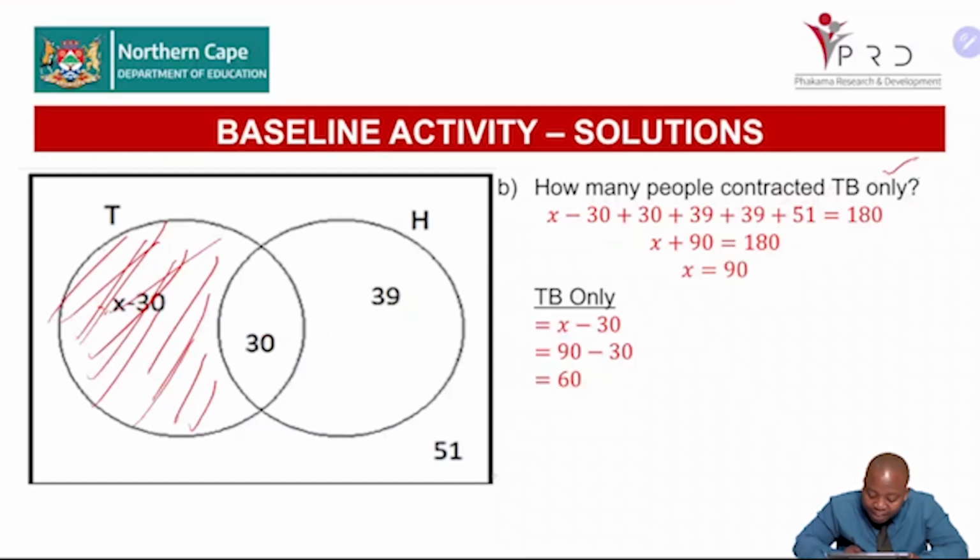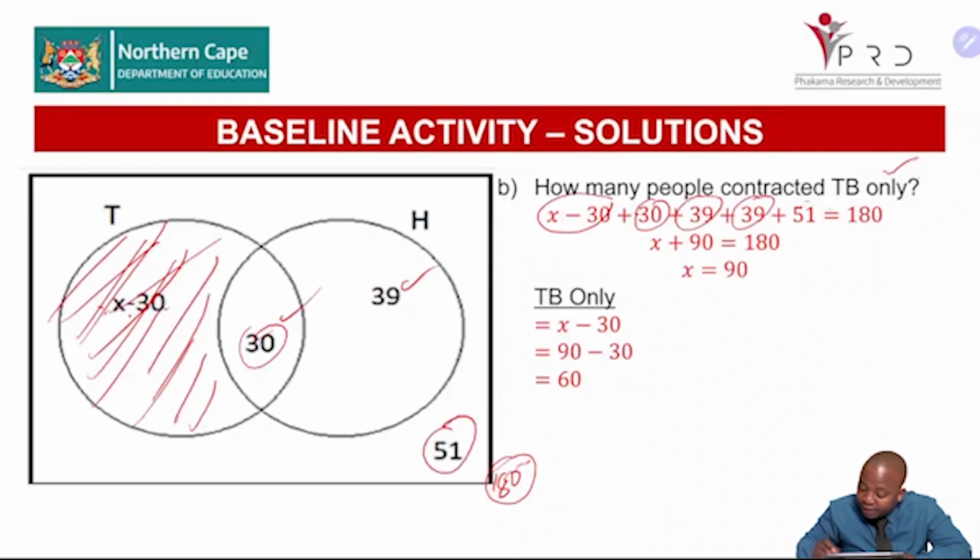So our total was 180. So I think this 180 was supposed to be represented on the previous question outside of the space to show that this is the total here. Then we're going to say x minus 30 plus the 30 plus 39 plus 51 is equals to 180. So this is a typo, so it cannot occur twice. This is the 39 there. It's equals to 180, which is the total.